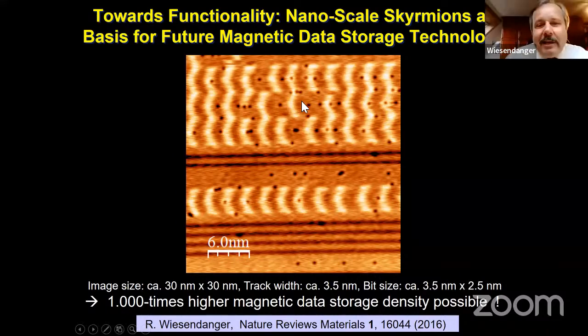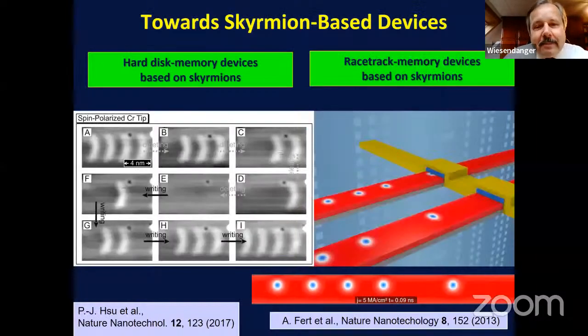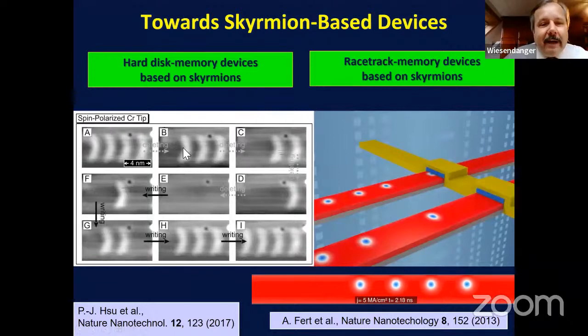And you see even individual dark sites. These are individual vacancies in the iron layer. So we are really down to the atomic scale. So this is one possible application of skyrmions, kind of hard disk memory devices.